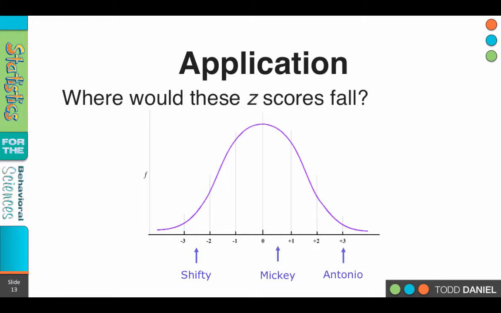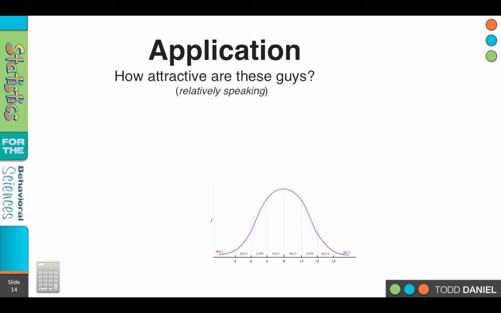Of all of the population of men who have taken this test, we can see that Shifty is way down in the lower end of the bell curve. There's not many guys lower than him. Mickey is right around average, just slightly higher than average. And Antonio is far above average. There's not too many guys more attractive than him. Most guys are less attractive than him. Because that purple line in this z-distribution represents probability, we can actually apply what we know about the distribution in a normal curve to these z-scores, and we can figure out precisely how many men are greater than or less than each of these three guys in their scores.